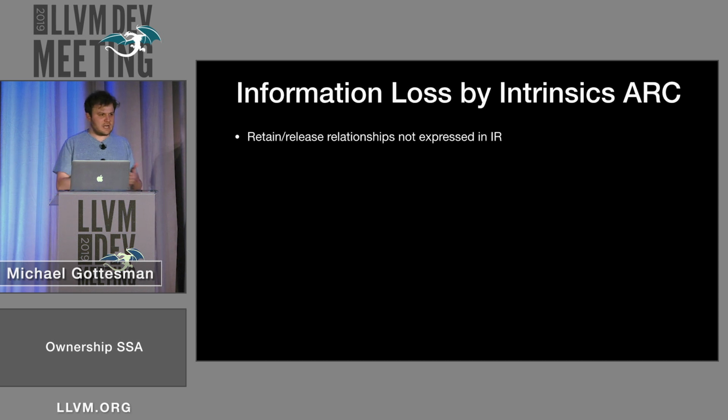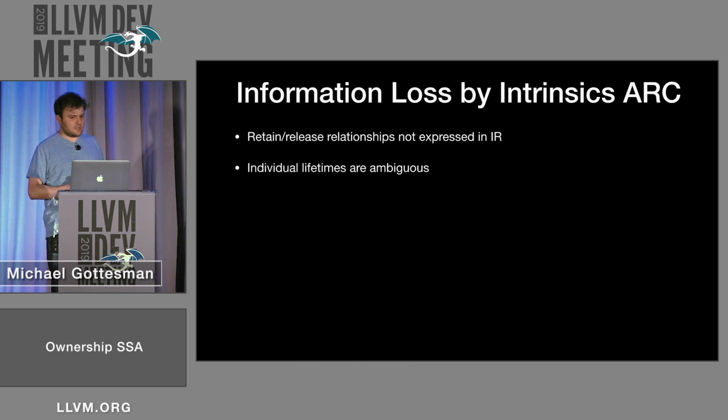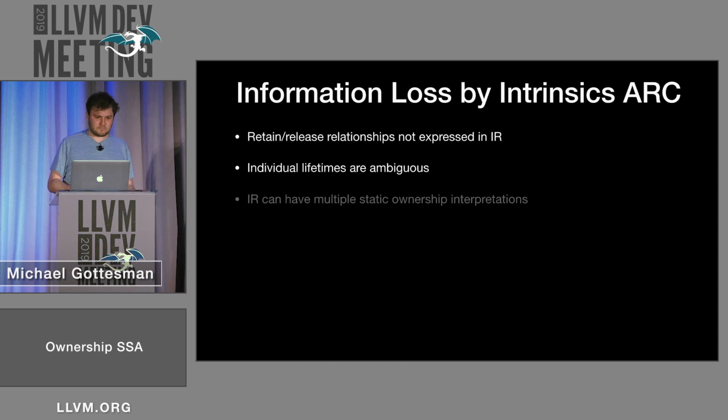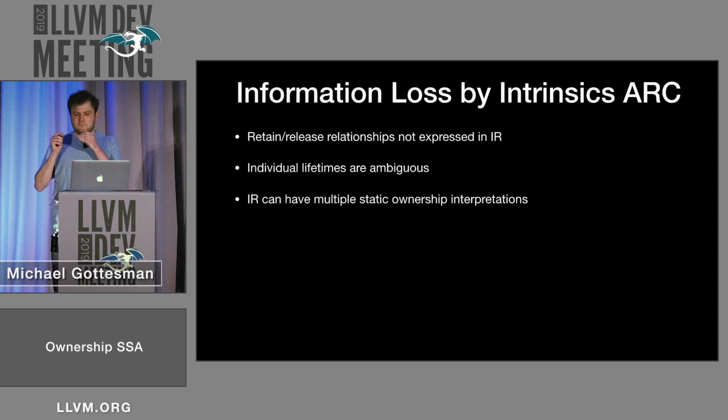Retain-release relationships were not expressed in the IR and could not be recovered. This was seen by each previous example having different interpretations of which retains and releases balanced each other, all from the exact same IR. This lack of knowledge around which retains and releases balanced each other then resulted in different interpretations of the individual live ranges of values. Without further information, we could not infer if Y was an independent copy of X or just some non-reference counted pointer to X. As such, any IR emitted by intrinsics-based ARC has multiple, potentially correct, static ownership interpretations.